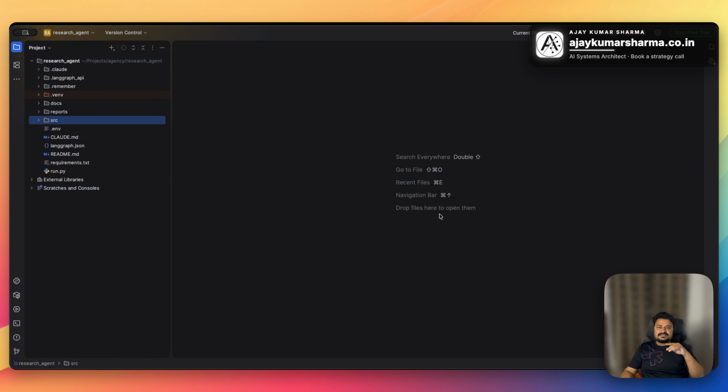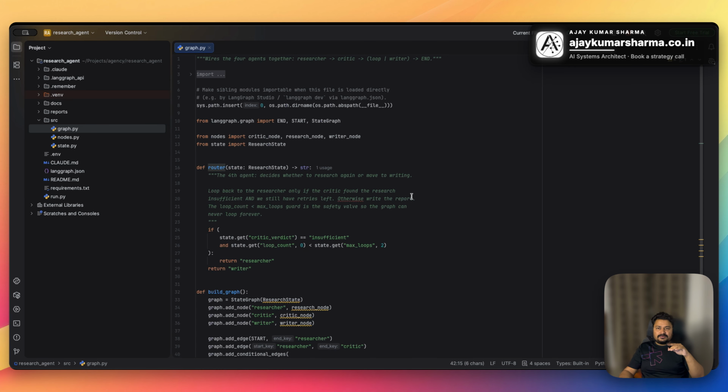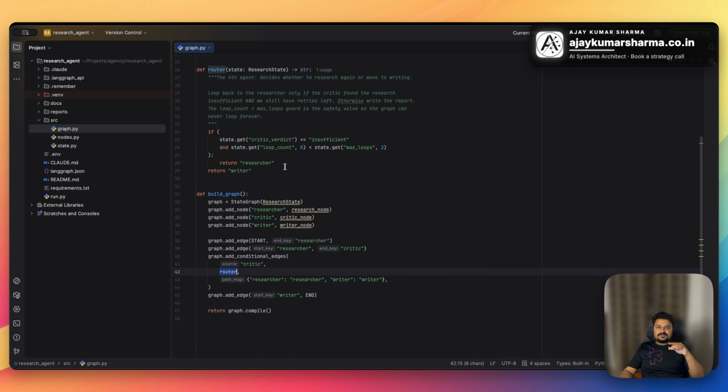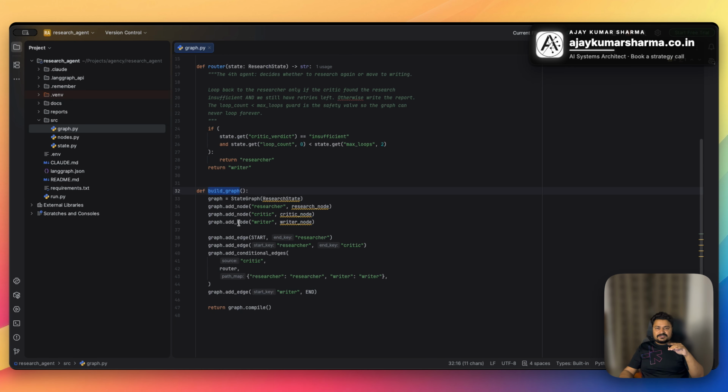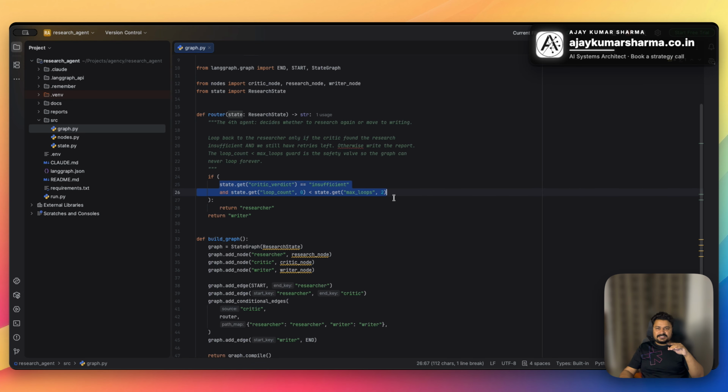This next part is the whole trick. After the critic agent runs, we don't just move forward. We ask a simple question inside the graph: is the research good enough? Yes or no? If no, the graph sends it back to the research node. If yes, it moves on to the writer. That one conditional edge is what makes this agentic instead of just a chain.